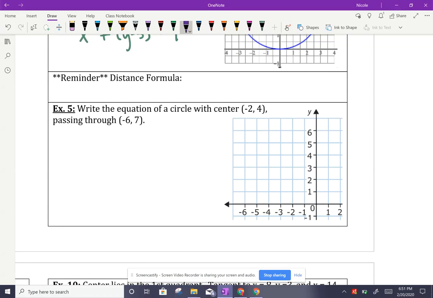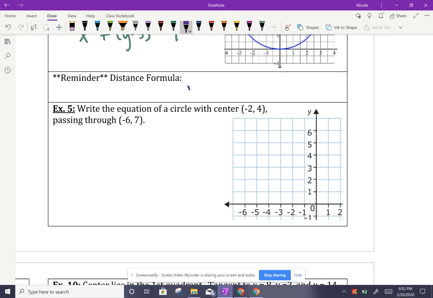Okay. Now, sometimes you're going to be missing information, and you are going to have to find it while you're writing these equations of graphs. So one thing that you want to remember is the distance formula. I know we've talked about this a couple of times. We just did this when we did graphing parallelograms, but I just want to remind you of it again.